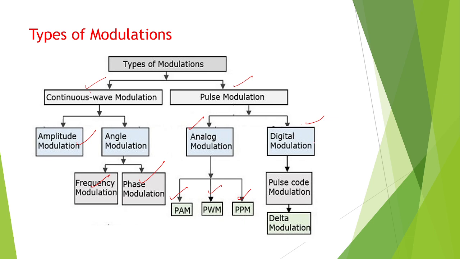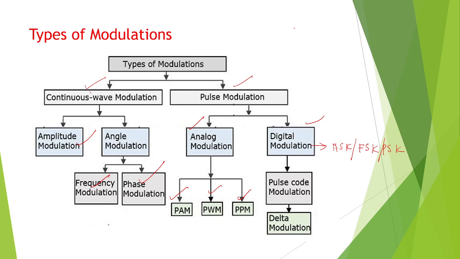pulse position modulation techniques. And the digital modulation techniques are ASK, amplitude shift keying, FSK, frequency shift keying, and PSK, phase shift keying. So these are the different types of modulations. All the modulations are used to convert from one form to another form.